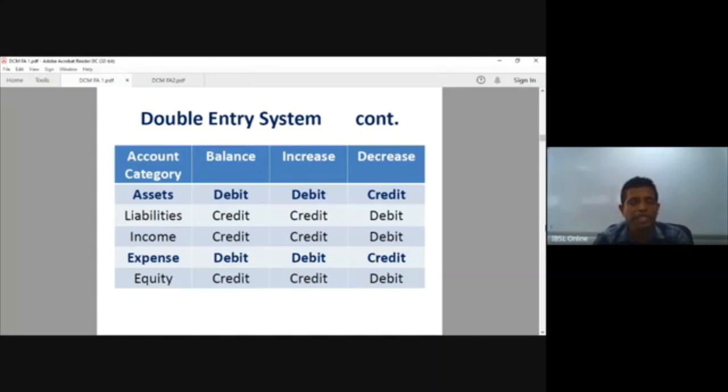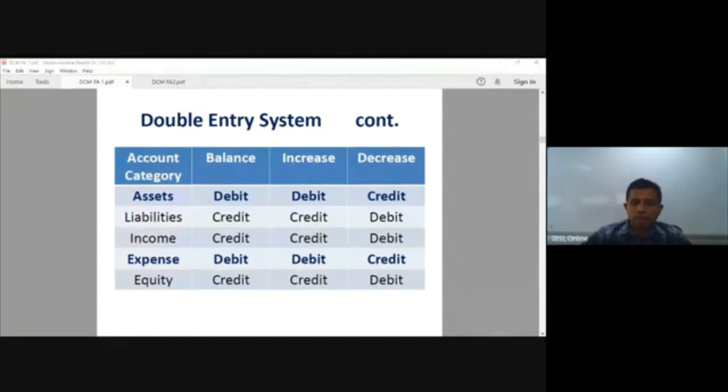There are 5 categories of accounts. You have respective balances, and the balance column and increase column are identical. Then the increase column and decrease column are on the opposite side of debit or credit, right? Therefore, you can easily learn this by heart. I will ask you to learn this by heart, taking 1 or 2 minutes. Please do it now.